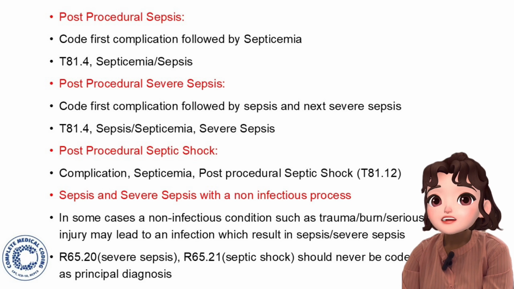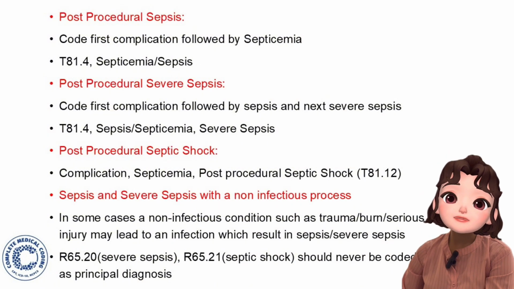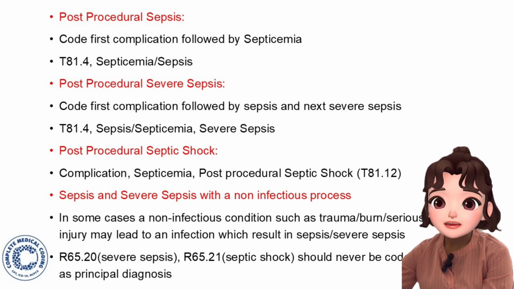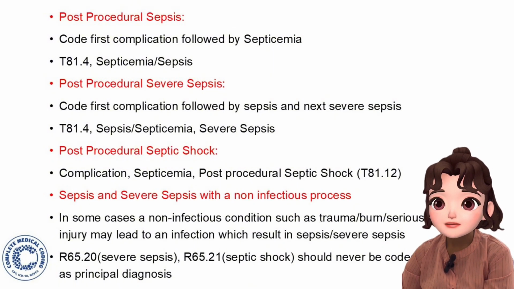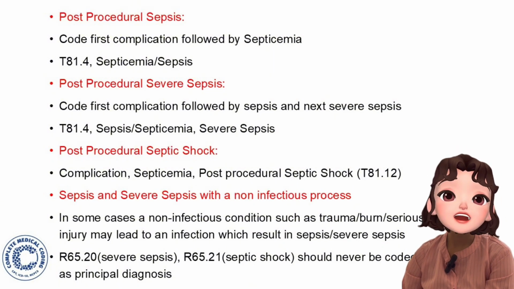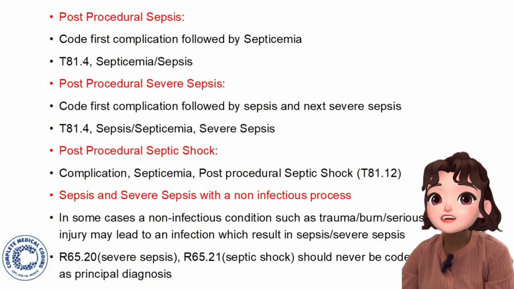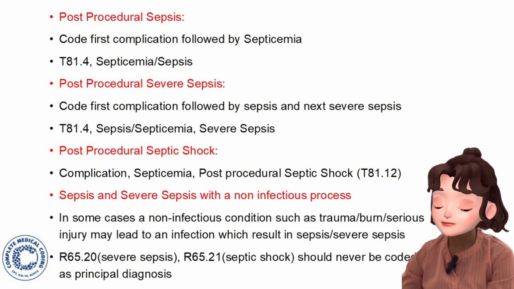Okay. Now, R65.20, which represents severe sepsis, and R65.21, which represents septic shock, should never be coded as principal diagnosis. Yes, these are not principal diagnoses. What should be the principal diagnosis? The principal diagnosis is always the septicemia, either the complication or else the septicemia, the organism code. So severe sepsis and septic shock should never be coded as the principal diagnosis.